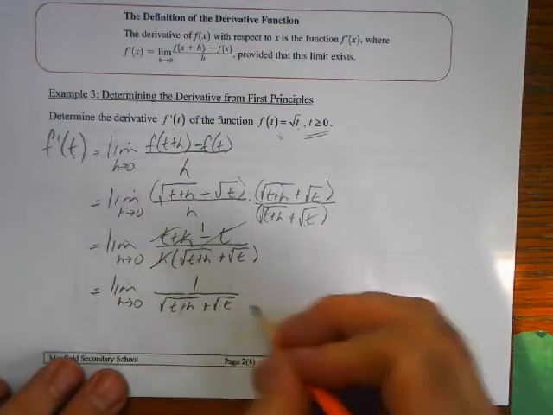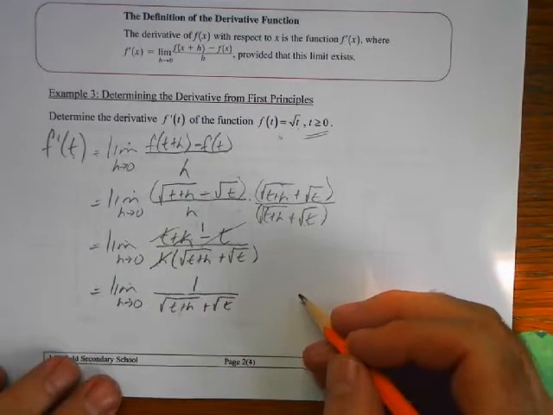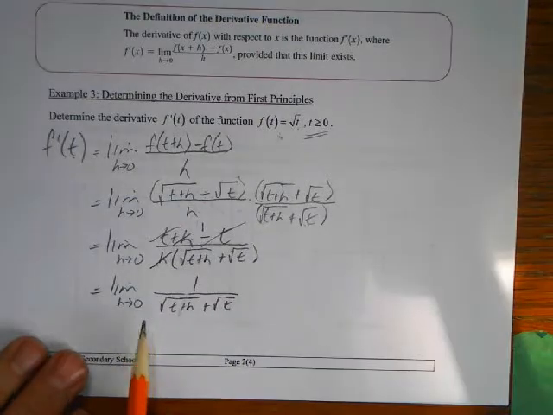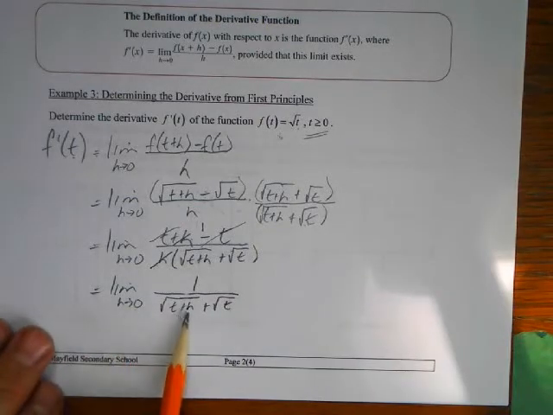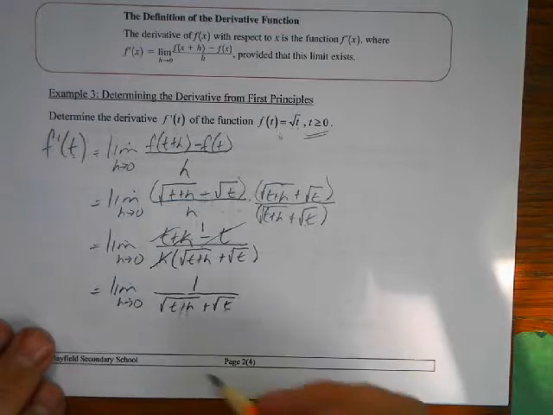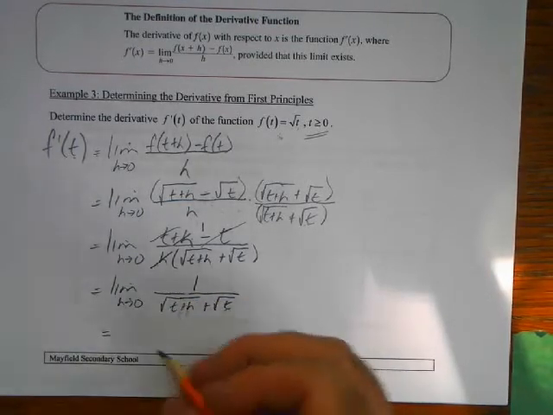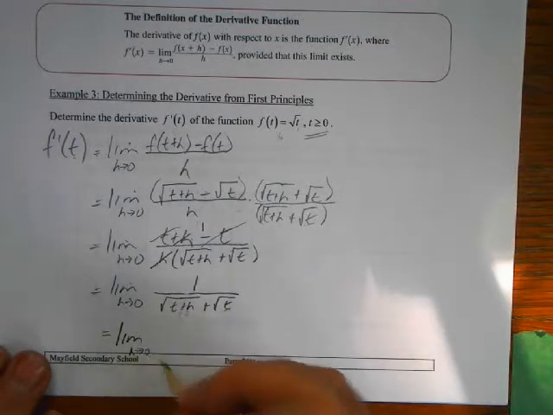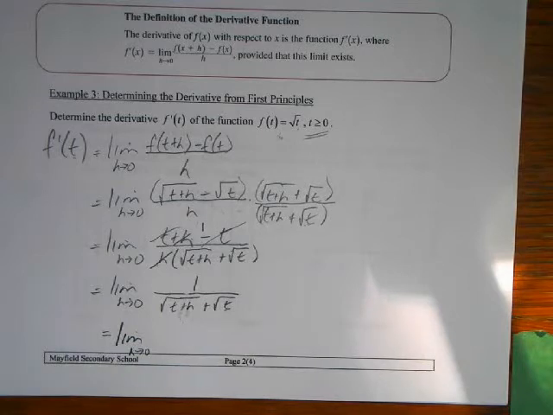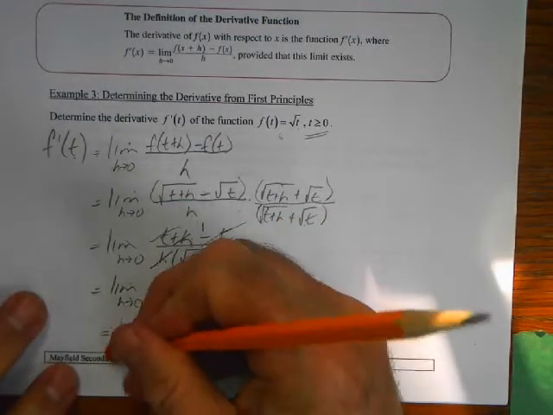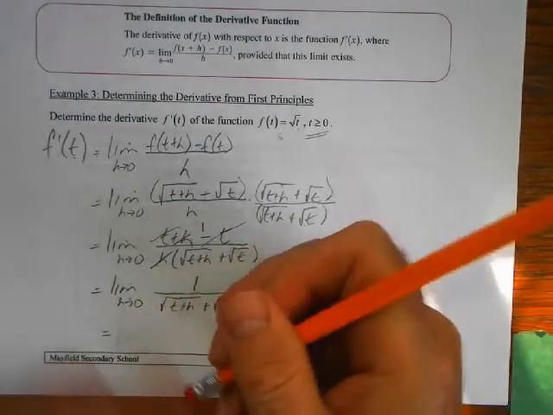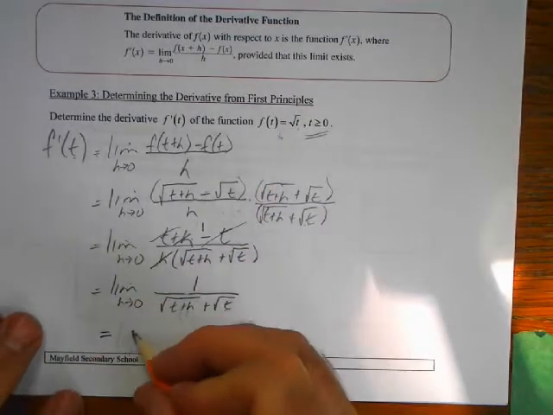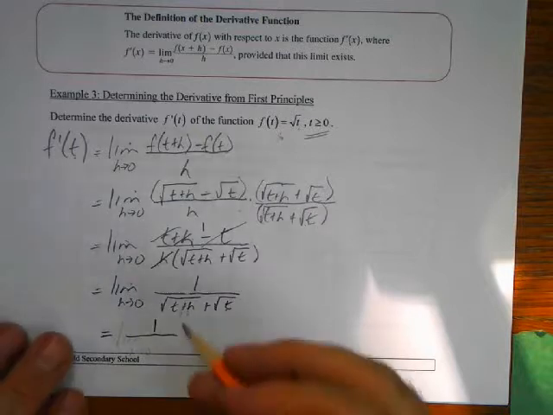Okay, so at this point, for the first time, you can actually plug in h equals 0, because when you plug it in here, you just get the square root of t plus the square root of t. Now we're actually going to sub in h equals 0, so we don't need the limit anymore. So we've got a 1 on the top, and the square root of t plus the square root of t on the bottom.